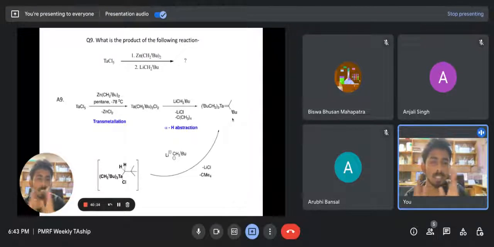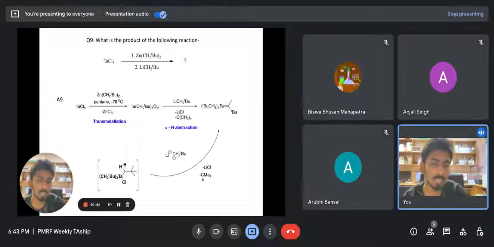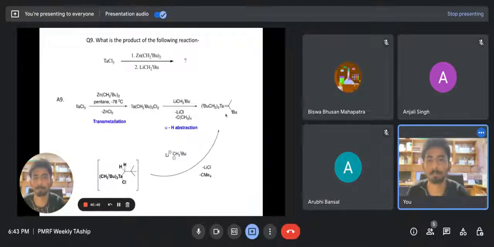So this is the very classical example of alpha hydrogen abstraction, when we do not have any beta hydrogen atom and we are putting in such a strong base like lithium CH2 tert-butyl, which is a nucleophile as well as a base. Then we are left with elimination of LiCl and a stable alkane molecule, CMe4, and we have this carbene type of compound, a tantalum-carbon carbene.